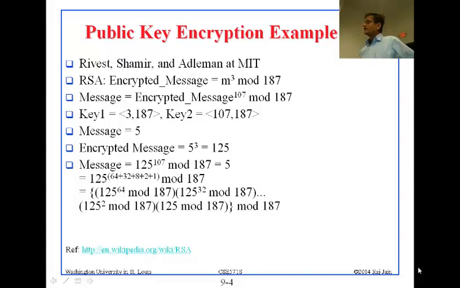So we went through all this mathematics before, and now you'll find the use for it. You first write down 107 in binary, and you'll find that 107 is 64 plus 32 plus 8 plus 2 plus 1. So all you need is 125 raised to 1, then square it to get 2, then square it to get 4, then 8, then 16, then 32, and square it. Every time you square it, you do mod 187.